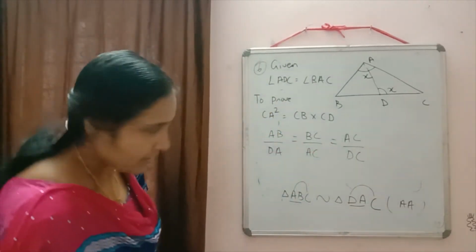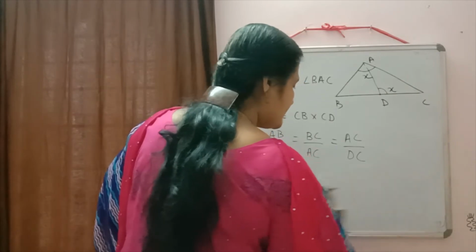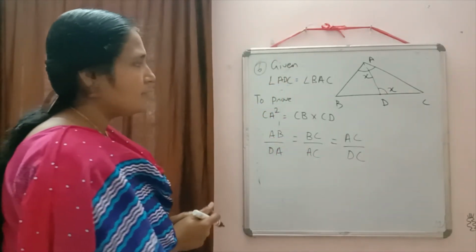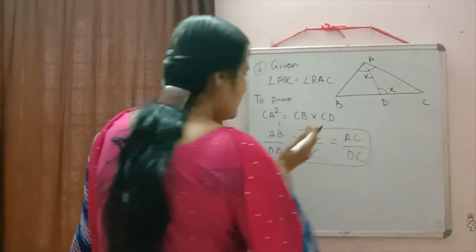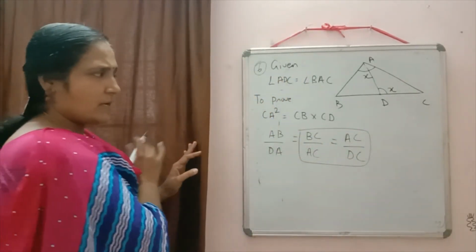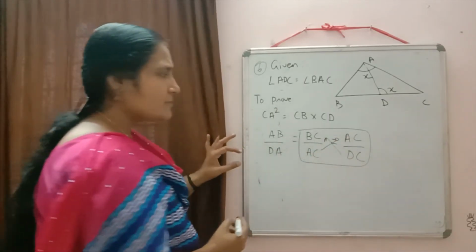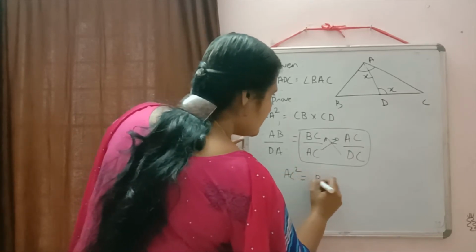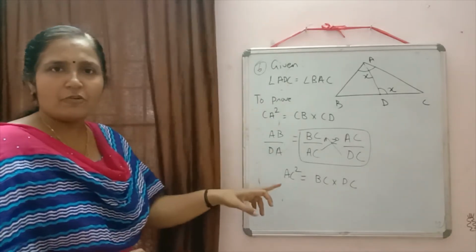In the proof we need CA square. So somewhere in the ratio CA is coming in numerator and one CA is coming in denominator. Which one? Yes, this one. Second and third. So we will not use the first one there. In second and third we will do the cross multiplication. Then it will be AC square is equal to BC into DC. That only we have to prove.